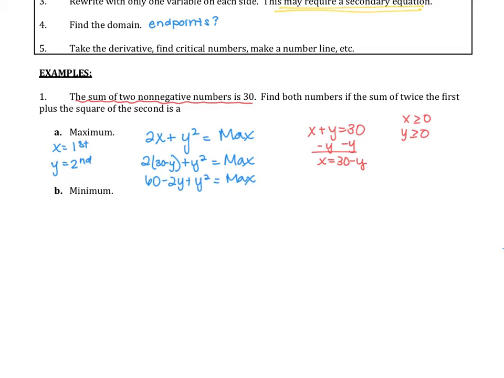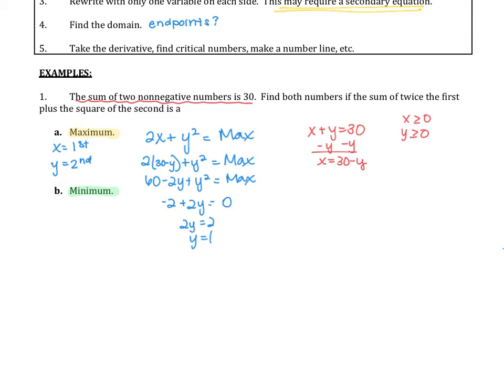We know that in order to find either the maximum or the minimum, I'm going to need to take the derivative of this. In taking the derivative, we get negative 2 plus 2y equals, I'm hoping for a maximum, so we're just going to put 0 because I need to find my critical numbers. And we get 2y equals 2, which means y equals 1.